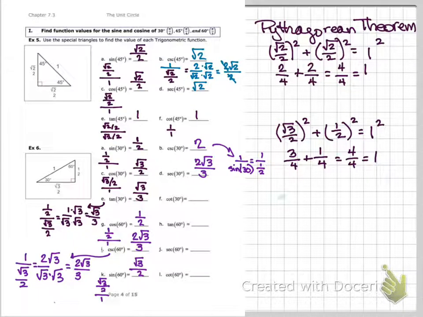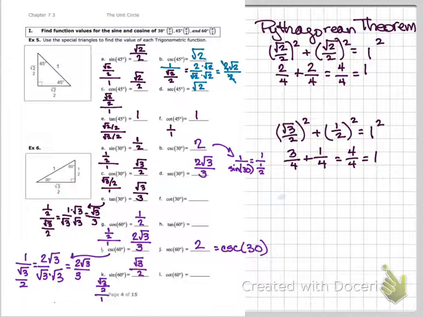So we've got the cosecant of 30. Let's see if we can use cofunctions again. The cosecant and the secant are cofunctions. 30 and 60 are complements. So the secant of 60, J, secant of 60 should be the same as the cosecant of 30. I'm going to put that over here. And so we get 2.